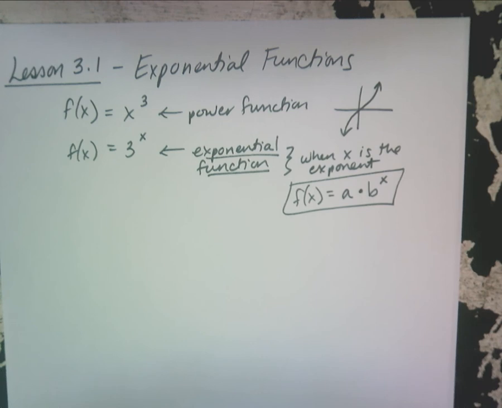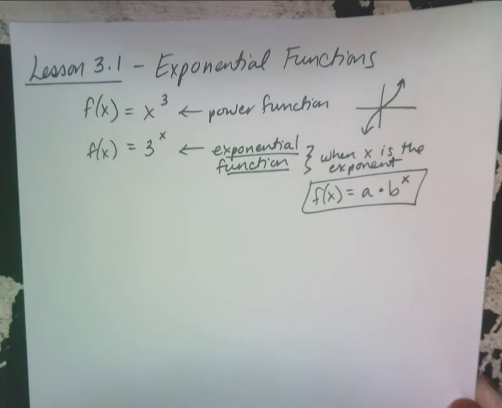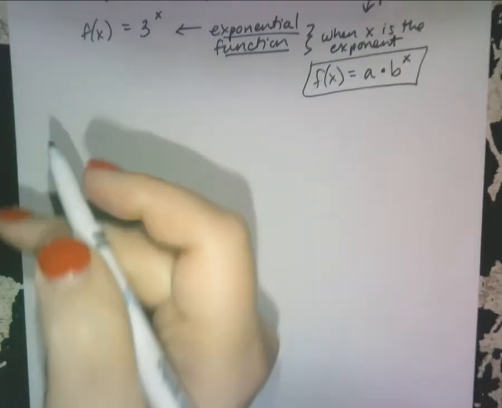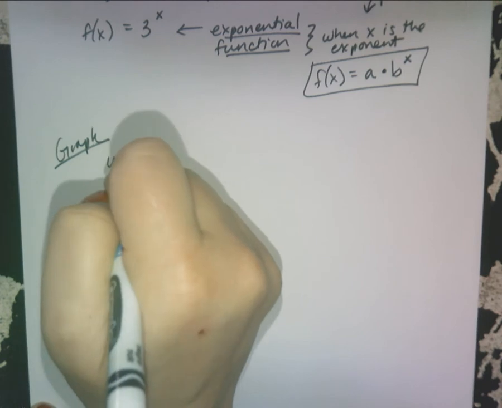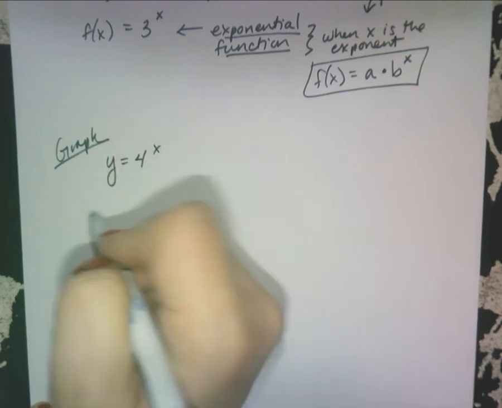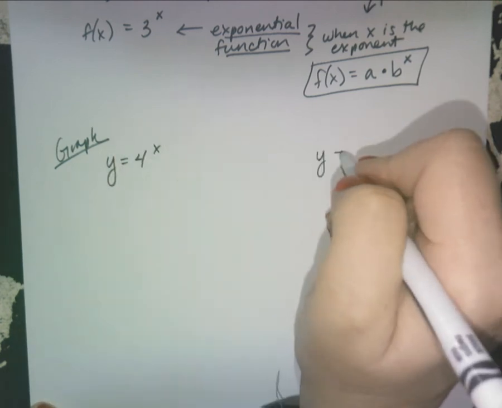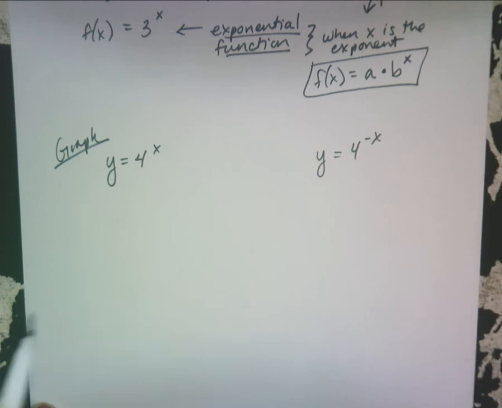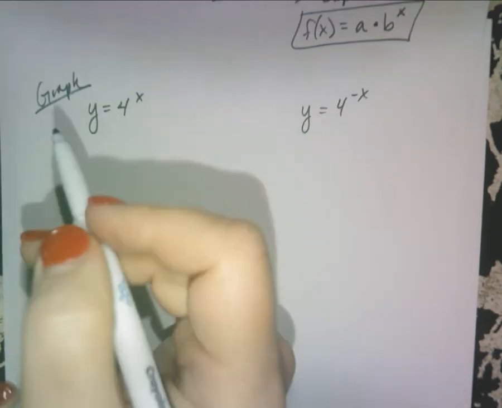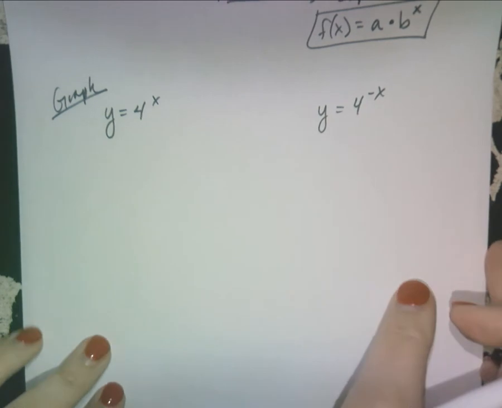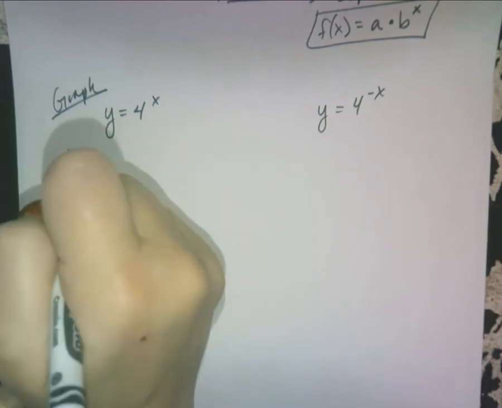Which is great, you have a graphing calculator, but you need to see what they look like, and you need to remember all that fun stuff from chapter 2 and the translations. So we're going to graph them. You have a calculator to do it, but let's look at a few examples. Y equals 4 to the x. Let's compare that to y equals 4 to the negative x. Without using your calculator, let's see if we can figure this out and make a table of values.